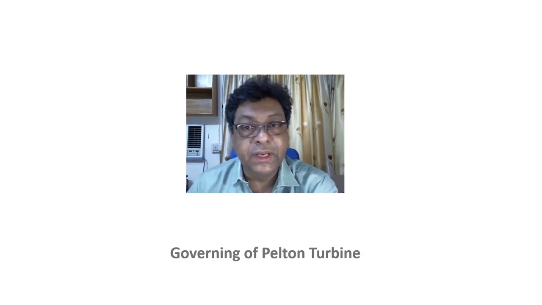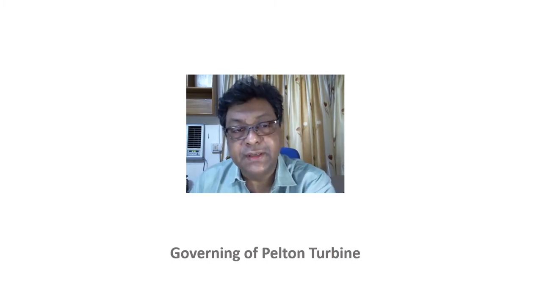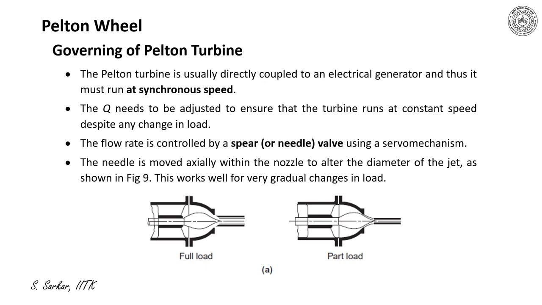Therefore, the governing of a Pelton wheel is a very important aspect, which will be discussed now. The governing of a Pelton turbine has been illustrated here. The Pelton turbine is usually directly coupled to an electric generator and thus it must run at synchronous speed. Therefore, the flow rate Q needs to be adjusted to ensure that the turbine runs at a constant speed despite changes in load. The flow rate here is controlled by a spear or needle valve using a servo mechanism. The needle is moved axially within the nozzle to alter the diameter of the jet and thus the flow rate, as illustrated in figure 9.